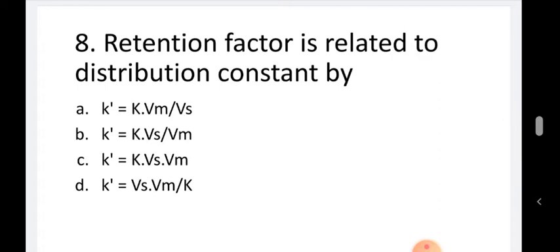Retention factor is related to distribution constant by K dash is equal to K Vm by Vs, K dash is equal to K Vs by Vm, K dash is equal to K Vs Vm, K dash is equal to Vs Vm by K. Well, the answer to this is B, K dash is equal to K into Vs by Vm.